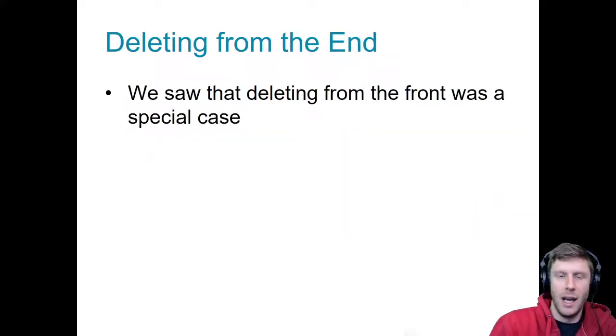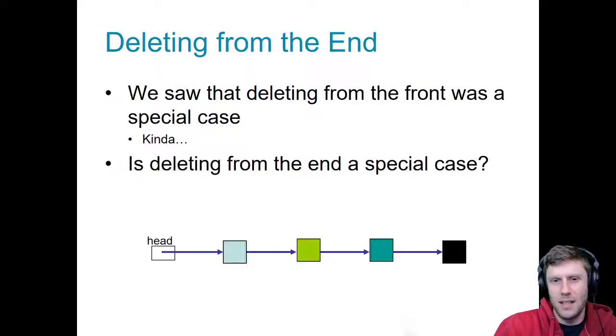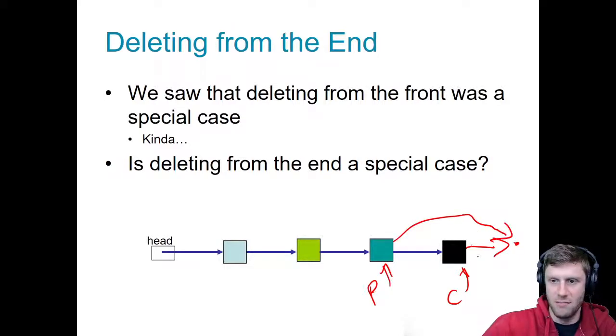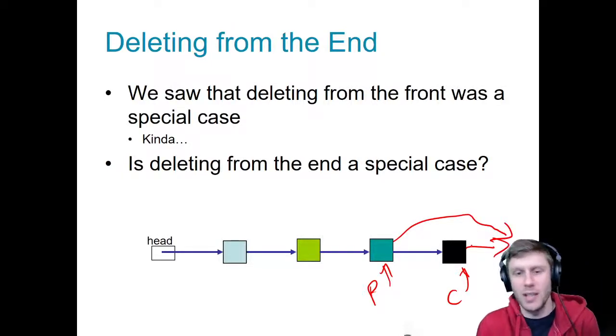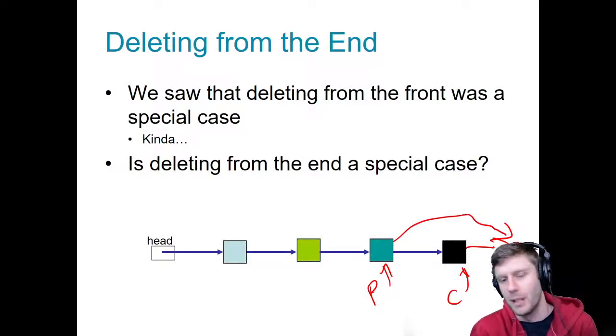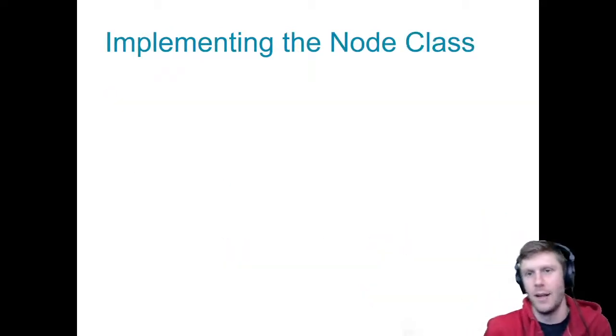And deleting from the end? Is deleting from the end a special case? Well, let's think about it. What's this one point to? If this is cur, this is previous. If I just set this one's next to this one's next, which is null pointer, it'll just do that. So it's exactly the same. So deleting from the middle and the end is also the same. It's only deleting from the beginning that's a little bit different, which is the edge case.